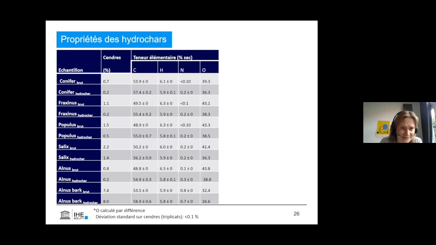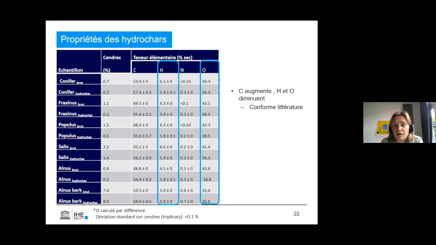hydrochar. So what's interesting, it's a very big table, but it's interesting to compare for each sample the raw wood with the hydrochar. If we look at the first line and the carbon, we can see what we observe in all of the samples. The carbon increases. Hydrogen and oxygen, we can see that they decline each time. And once again, these are trends which are compliant with the literature due to the different chemical reactions that take place during carbonization.